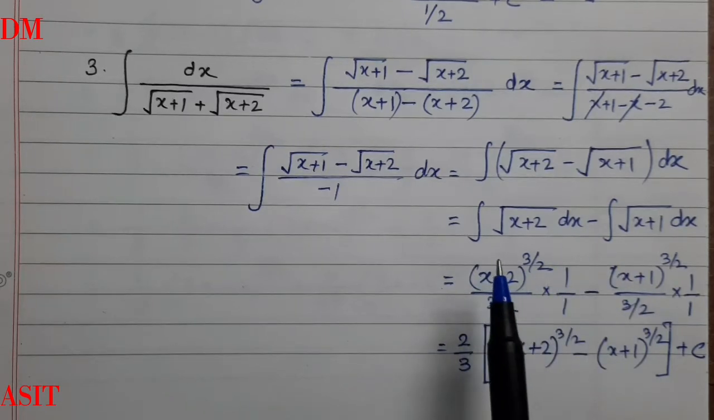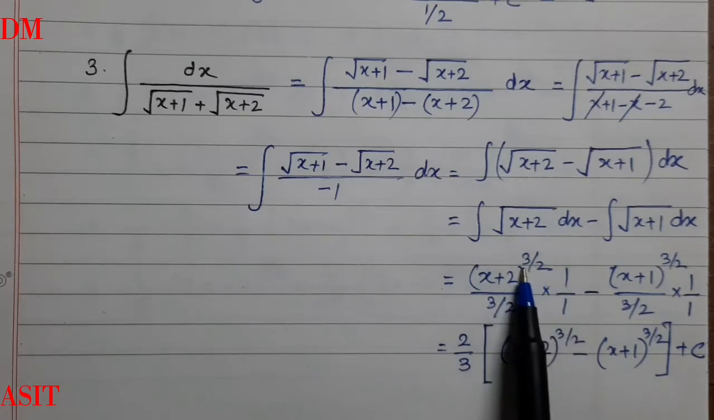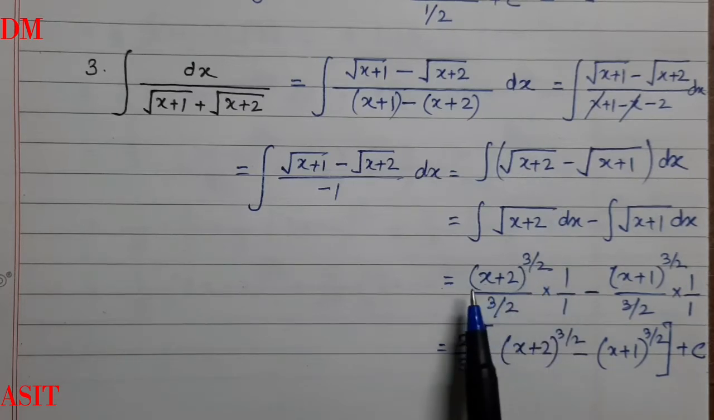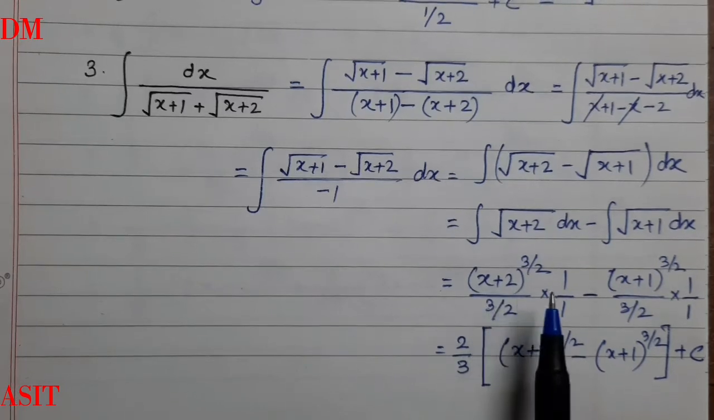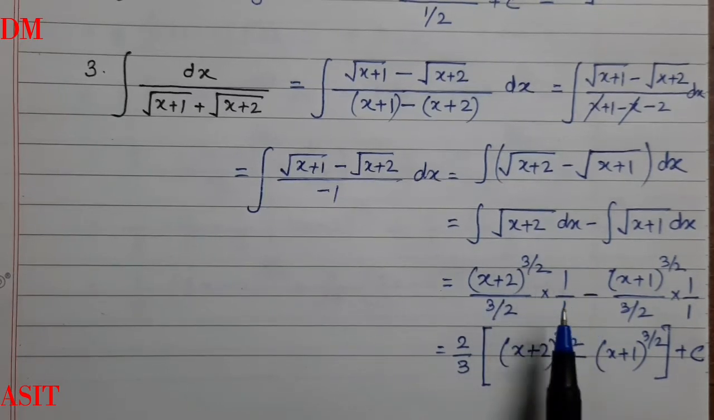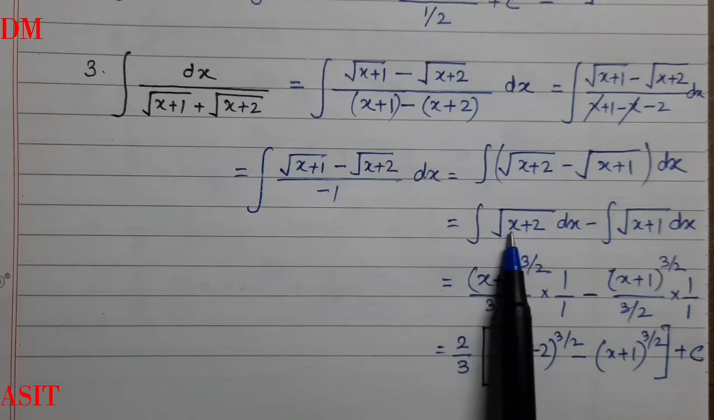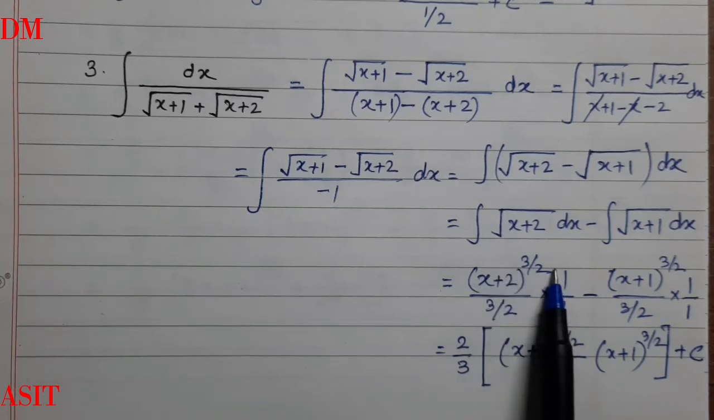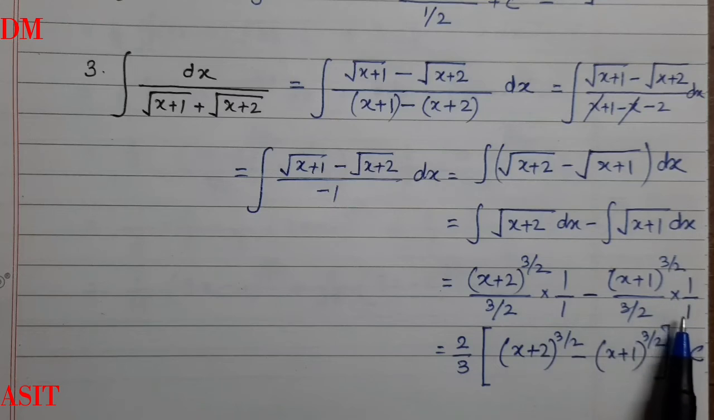Again we can apply the formula of x to the power n. Here n will be half, so half plus 1 will become 3 by 2, so it will be x plus 2 whole to the power 3 by 2 by 3 by 2 into 1 by 1. Why this 1 by 1? Because the coefficient of x is 1, so 1 by the coefficient of x.